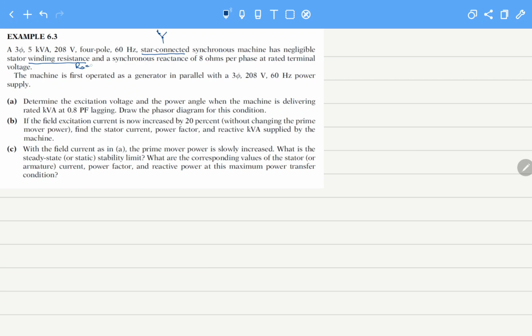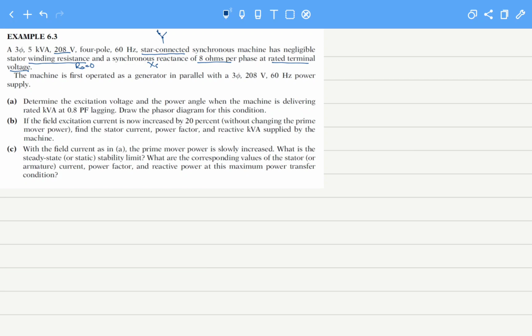So Ra is equal to 0. And the synchronous reactance XS is equal to 8 ohms per phase at rated terminal voltage. At rated terminal voltage. And what is the terminal voltage? It's 208 volts for the terminal.